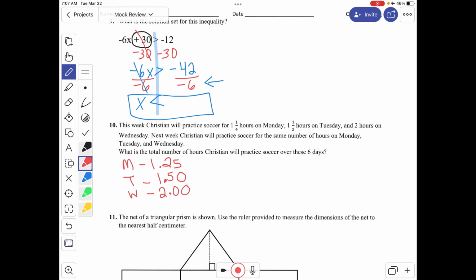And then it says he's going to do the same thing the next week. Not 6 more days of this, but 3 more days to make a total of 6 days. So if we add all of that up, we get 4.75. Then he's going to do it the next week, so 4.75, either add it again or multiply by 2 to get his total.